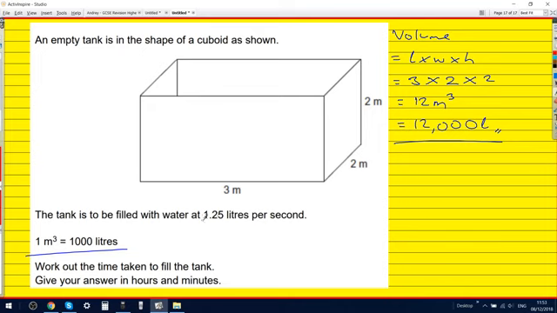The tank is to be filled with water at 1.25 liters per second. Time taken to fill the tank. Would you do 12,000 divided by 1.25? Yep.